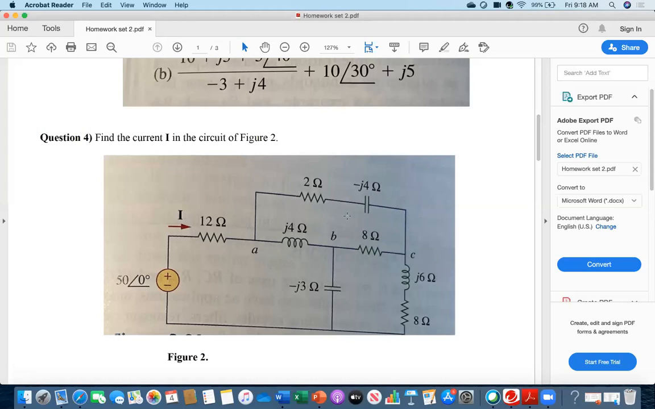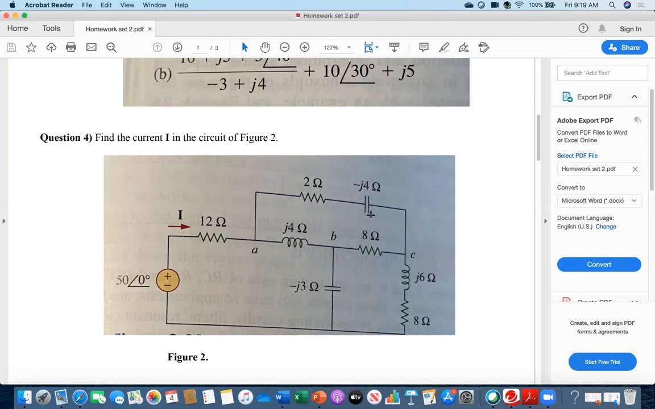Therefore, if you convert into Y, you will get one component here, one component here, and one component will come here. So once you do that, you will see that there is some series and parallel combination. That's all. I will not solve the full problem for you. I am just giving you the hints.